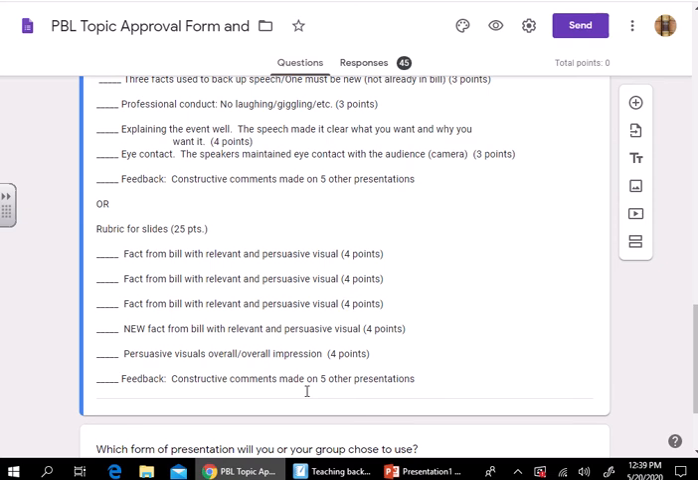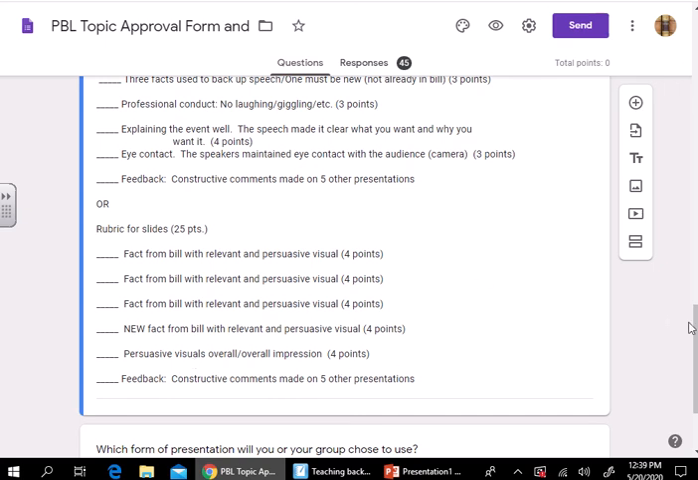6th and 7th, right now, things look real grim as far as the number of bills your class is going to have. We will see what happens. Third, first, you're all set. You're going to have plenty of bills to look at. And you give constructive comments on 5 of the presentations.